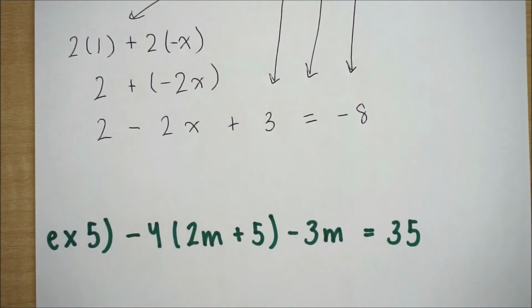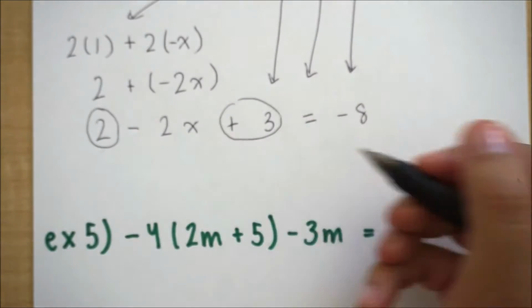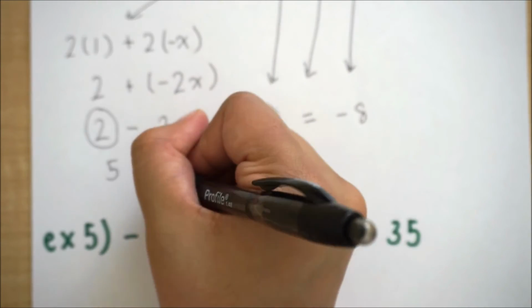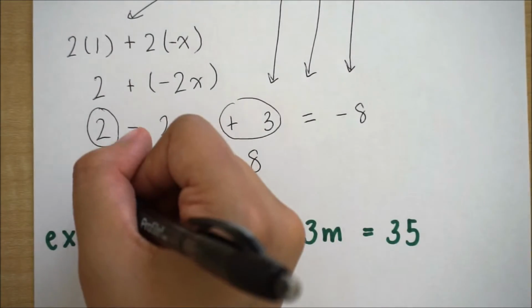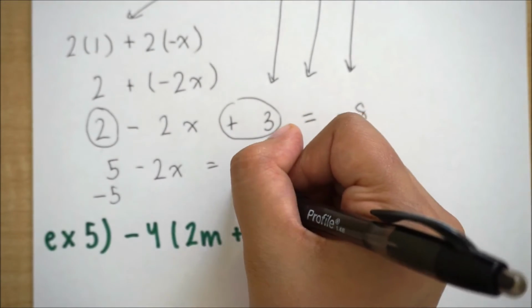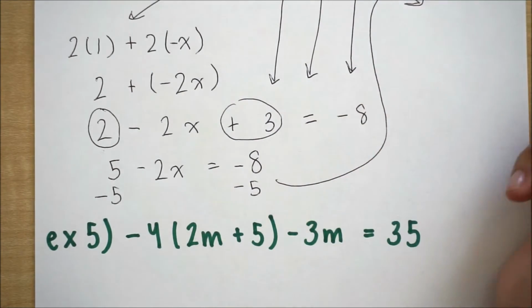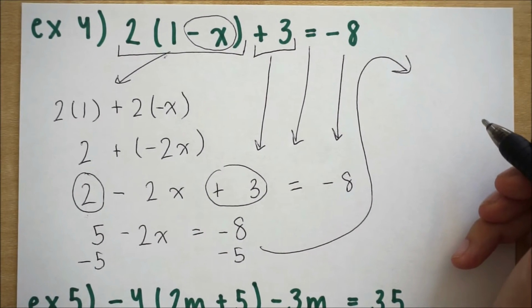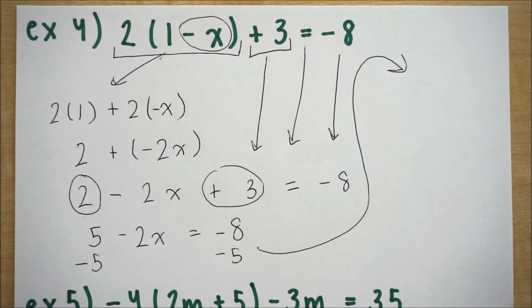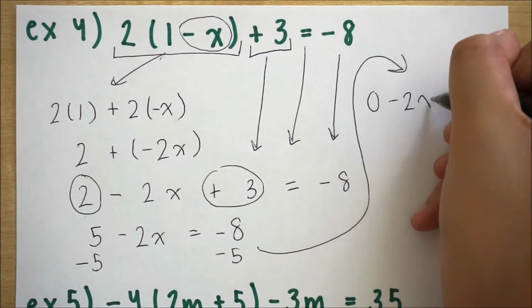So now all we have to do is combine the like terms. The like terms on the left side are 2 and positive 3, meaning 2 plus 3, which is 5, minus 2x, which is equal to negative 8. Now we can say that 5 and negative 8 are like terms. Subtract 5 from both sides because we're trying to isolate x. So what is 5 minus 5 on the left side? That's just 0. We go ahead and take negative 2x, and on the right side of the equal sign, negative 8 minus 5.